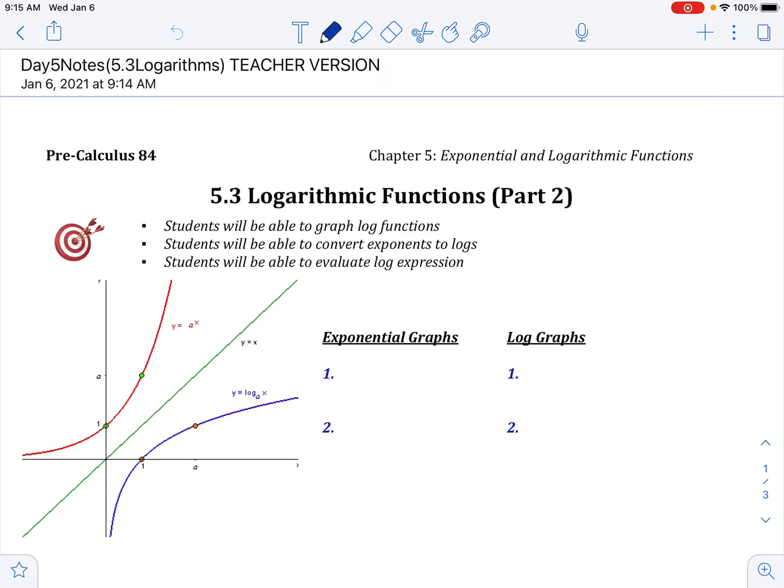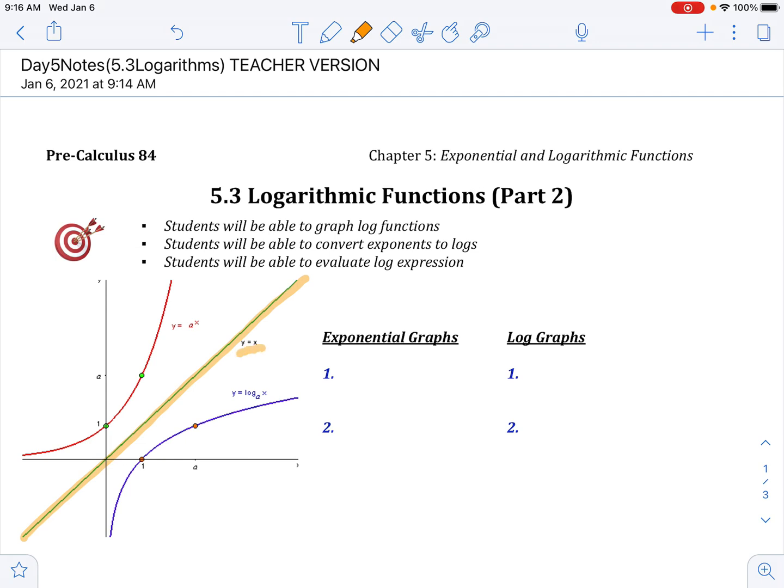All right, so we've spent some time graphing exponential functions. We've spent some time graphing e, and so now we're going to learn how to graph a logarithmic function. So reminder that a logarithmic function is an inverse of an exponential function. Why is that important? Well, remember that when we talk about graphs of inverses, they are a reflection across the line y equal to x.